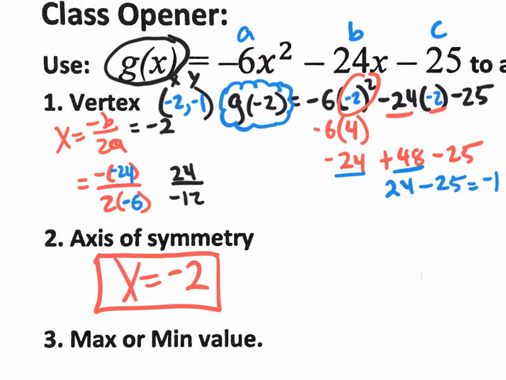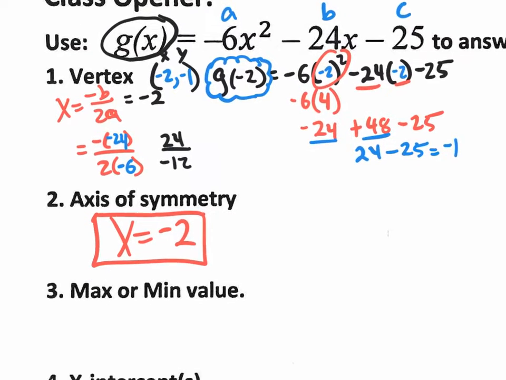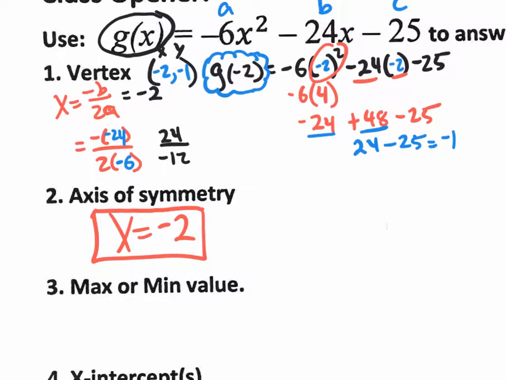Now, let's move on to the next one. It says max or min value. Well, the max or min value we could determine by analyzing and understanding the a value. What's the a value? -6. What does that mean? That it's opening down, right? The negative means that it's opening down. Positive means it's opening up. And the 6 just means that it gets narrower.